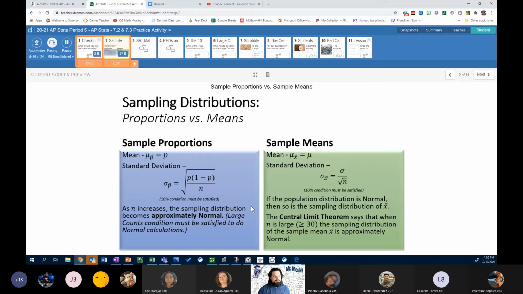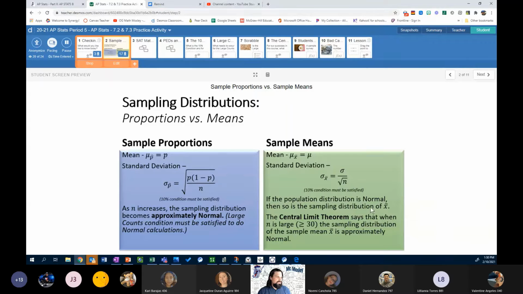The large counts condition is having at least 10 successes and at least 10 failures. So n times p needs to be greater than or equal to 10, and n times 1 minus p needs to be greater than or equal to 10. That's our large counts condition. Sample means: the mean of sample means is the mean from the population. The standard deviation of sample means is equal to the standard deviation of the population divided by the square root of the sample size, n. And once again, the 10% condition must be satisfied in order to have a valid standard deviation.